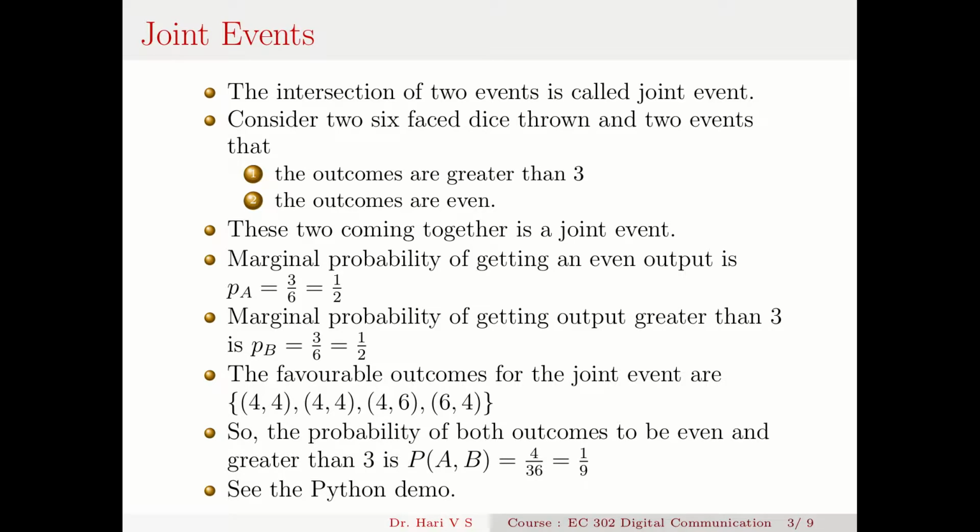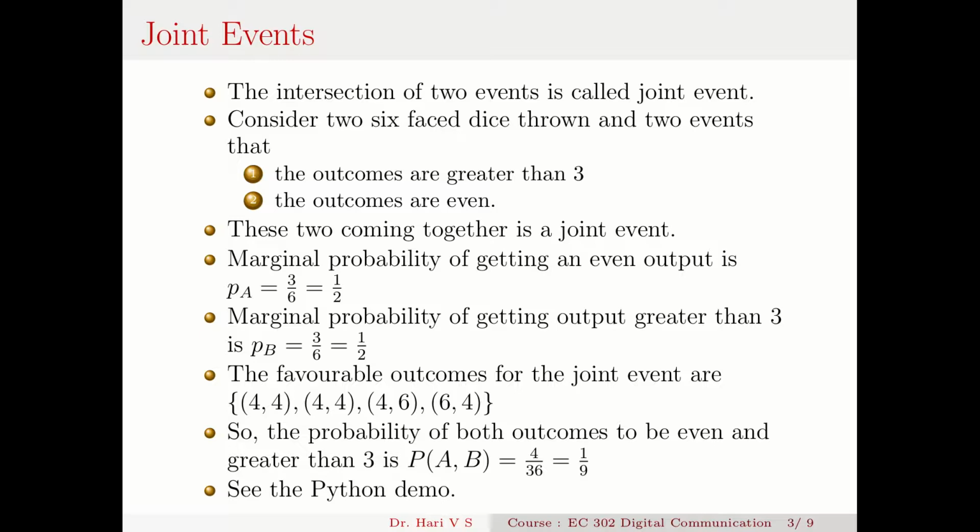Then joint events means two things occurring simultaneously, or the intersection. If you put it in terms of set theory, the intersection of two events is called a joint event. You know that an event is a subset of the sample space. So if two events, that means two subsets of the sample space, have an intersection, then that is called a joint event. You can think about a Venn diagram in which you have a common region or an intersecting region, that is called a joint event.